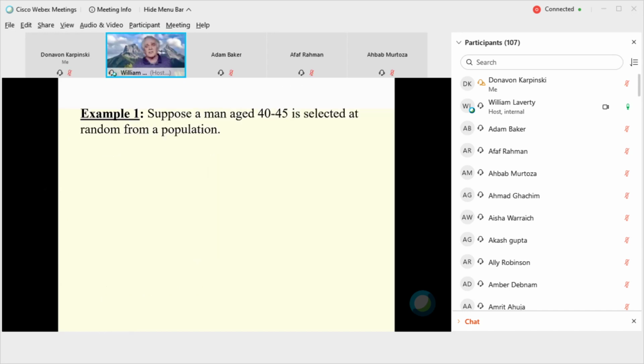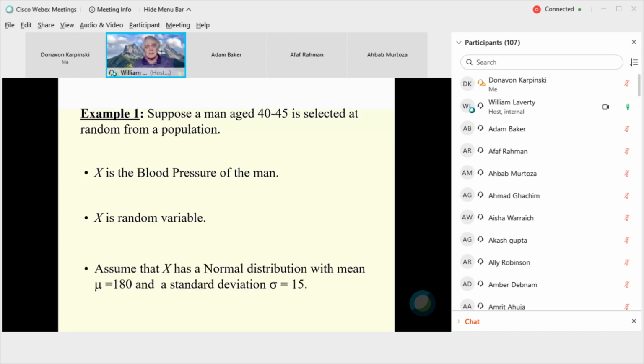Suppose a man aged 40 to 50 is selected at random from a population. Suppose I'm going to measure the blood pressure of the man. X is a random variable because it'll depend on which man was selected. Assume that X has a normal distribution with mean 180, standard deviation 15. So that means that X will be coming from underneath a bell-shaped curve, centered at 180. The sigma determines how spread out that distribution is.